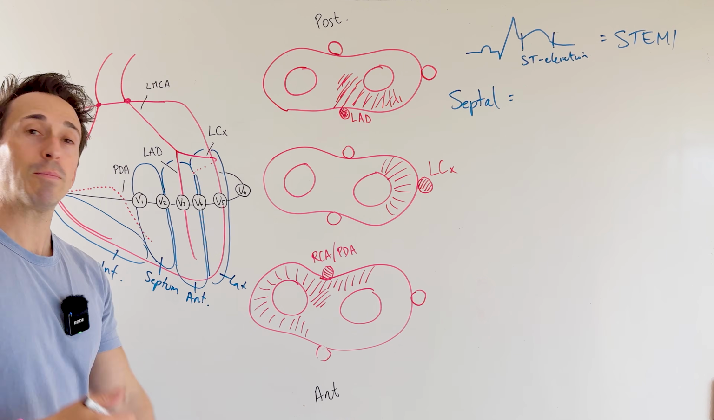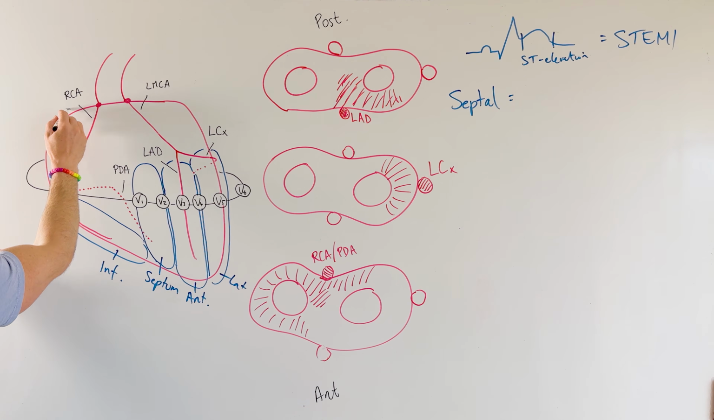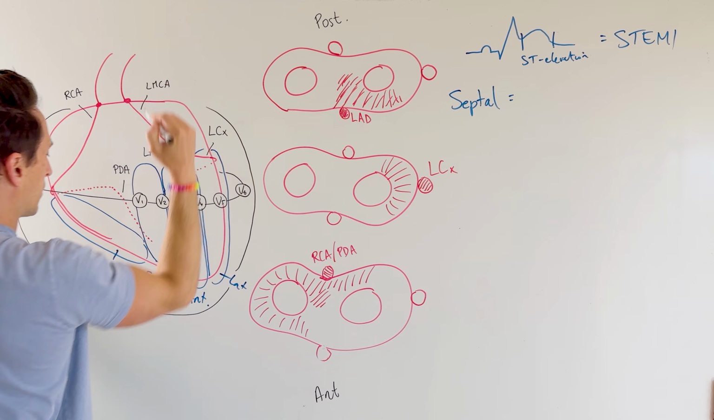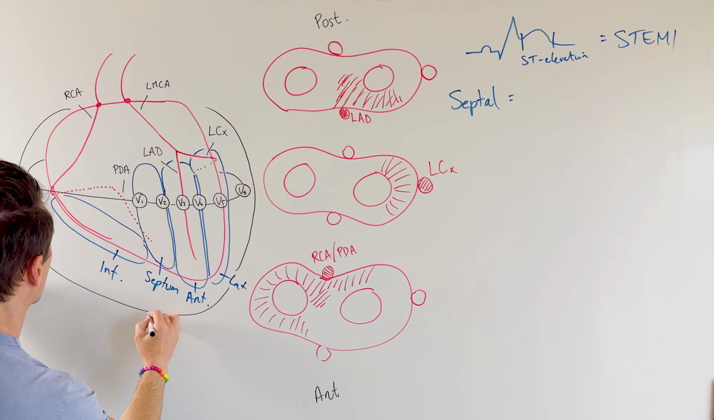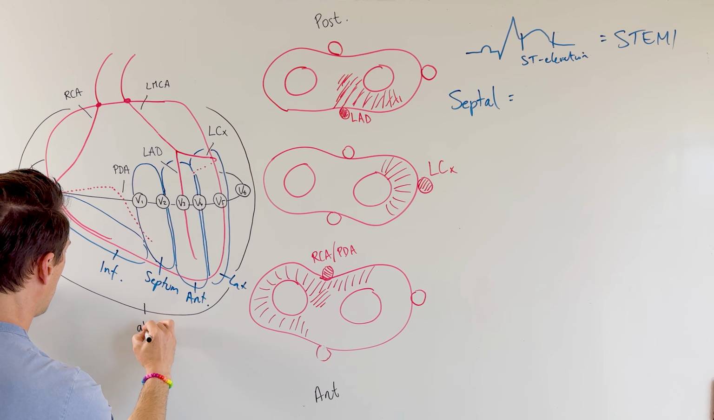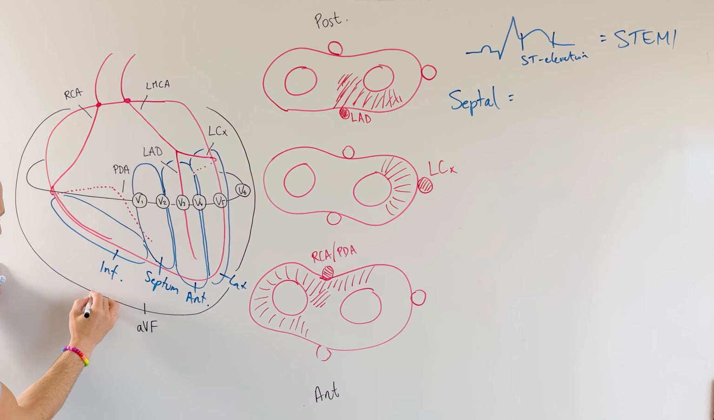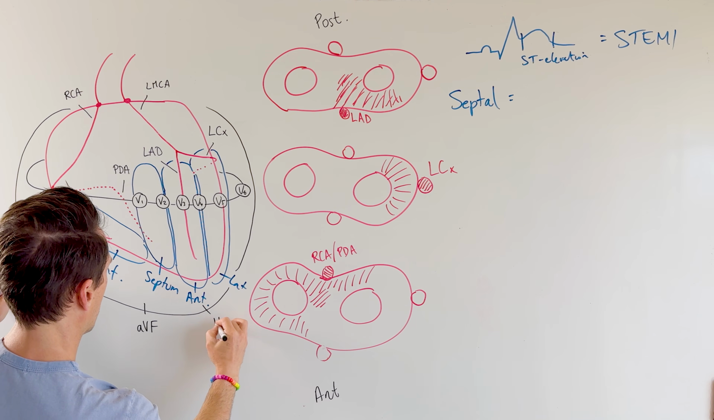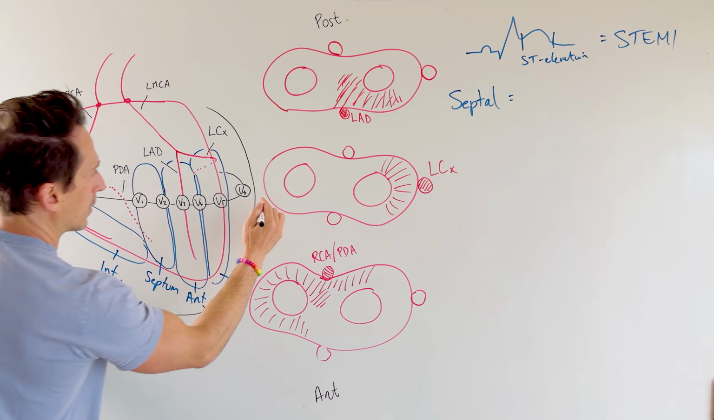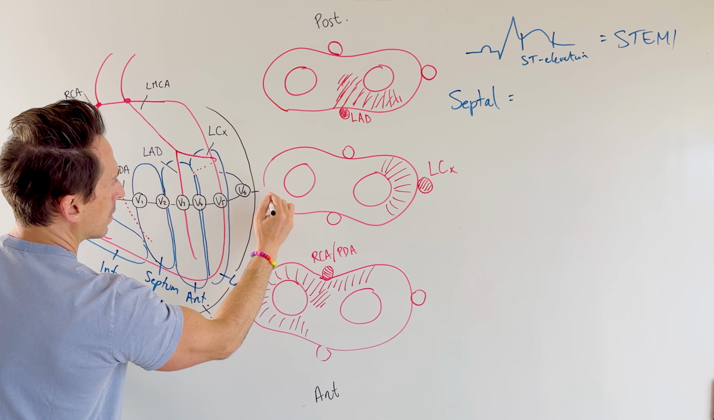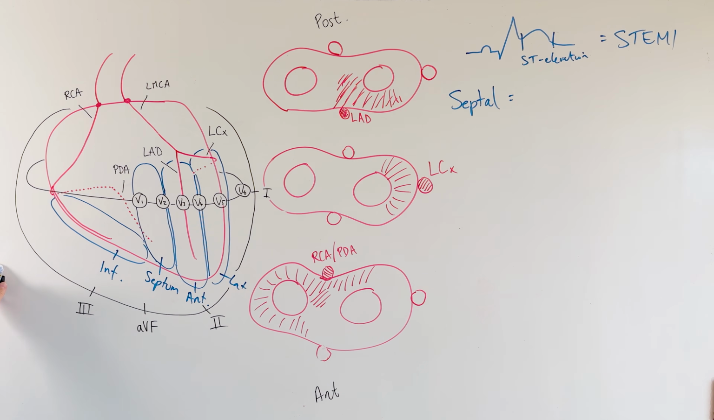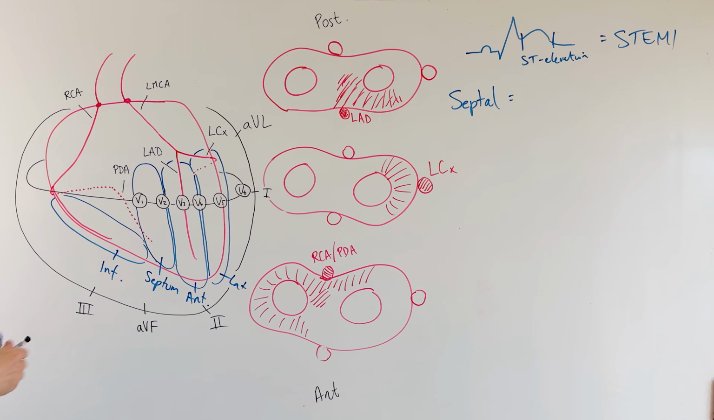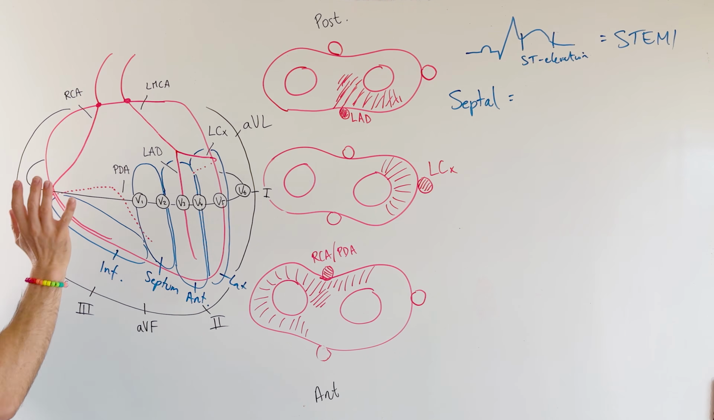But we know we've got our limb leads as well. So let's draw up some of these limb leads as best we can. So we're going to have, down the bottom here, AVF from the foot. Lead 3. Lead 2. Lead 1. AVL. Okay? You've also got AVR up here. Okay. So we've got all this.